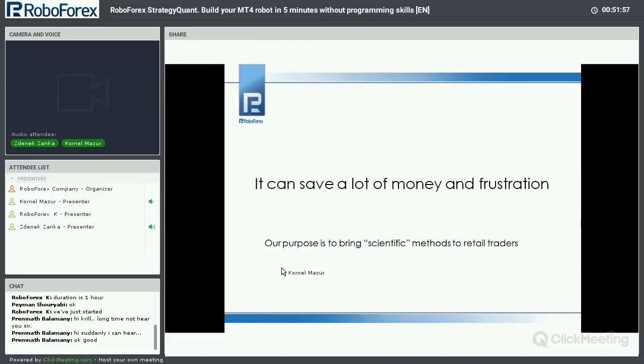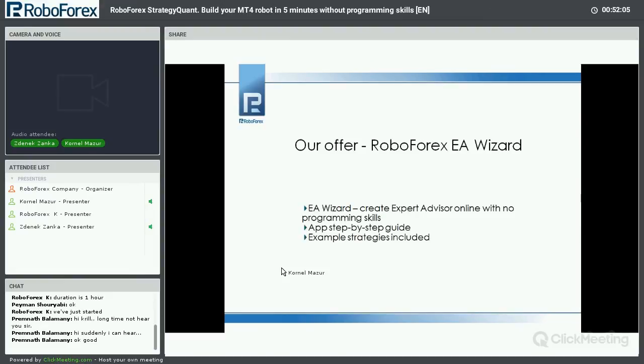Our purpose is to bring scientific methods to retail traders. As you saw, when I explain those methods to you, they are not so scientific, but simply we put it all into a program and code, and we did all the work. You will just use it.